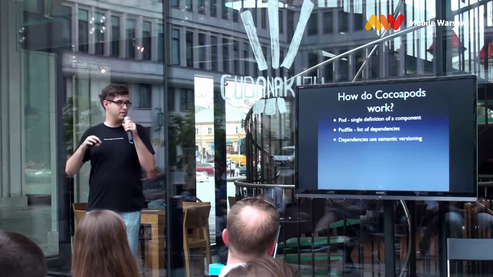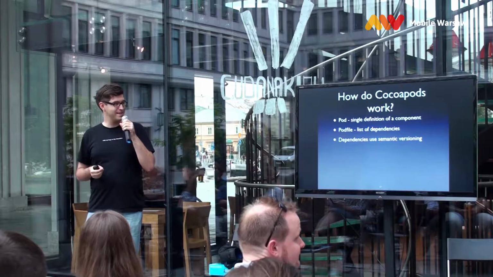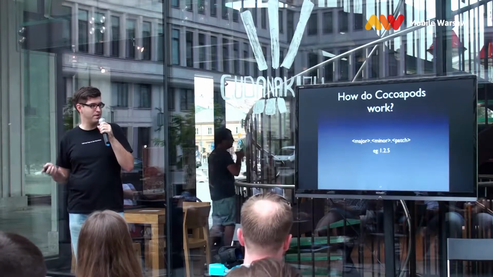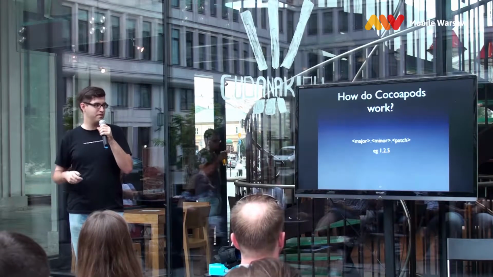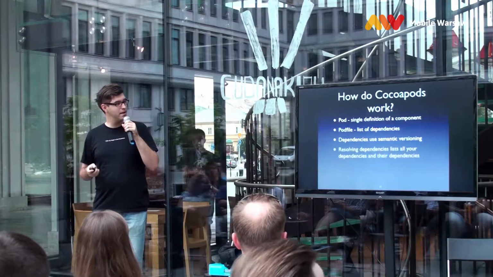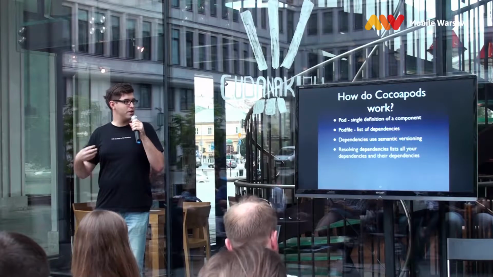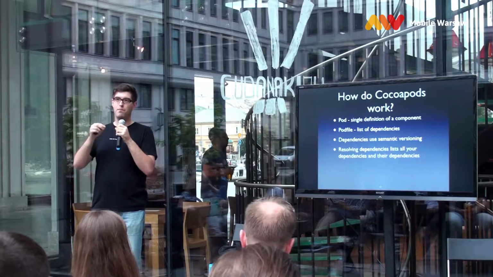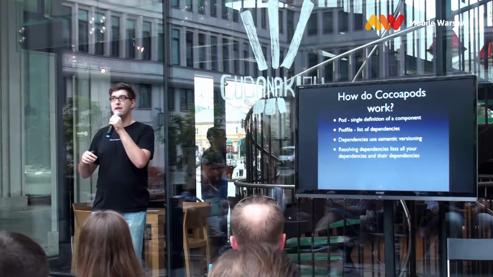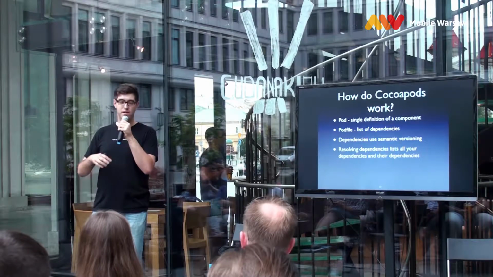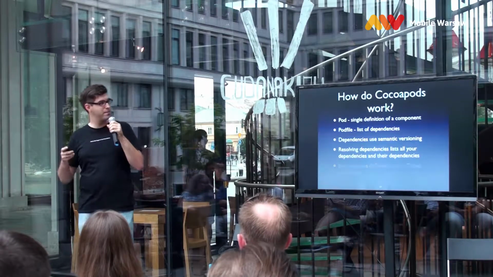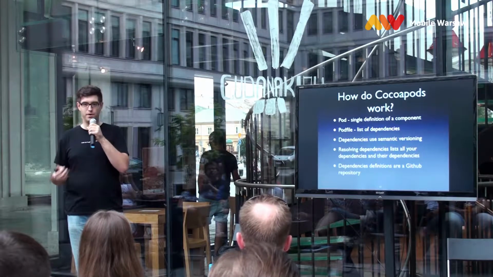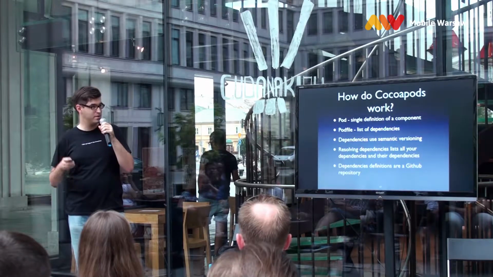Then it's very important at this point to point out that CocoaPods use semantic versioning. And as a reminder, it's major, minor, and patch. For instance, 1.2.5. It resolves the dependencies list, all your dependencies and their dependencies. So if one of my dependencies is dependent on, say, JSONKit, and I'm not using JSONKit in my project, it will automatically pull it in. And dependencies are actually definitions in a GitHub repository, and this will be very important at a later stage.